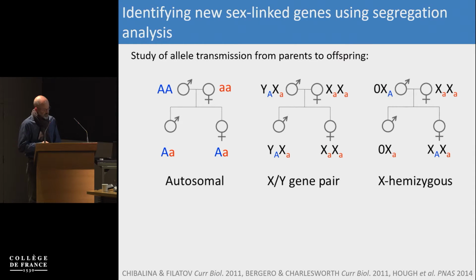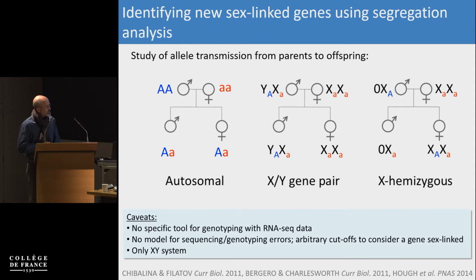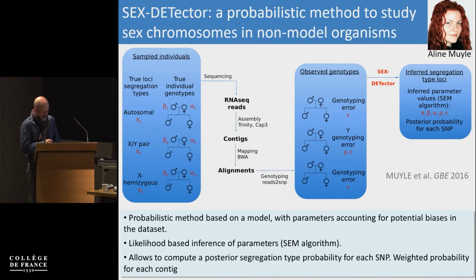So based on the pioneering work from 2011 from Dmitry Filatov and Deborah Charles' group, we actually, Aline Meul, when she was a PhD student in the group, developed a method for this approach. It's called sex detector. It's a probabilistic method based on a model.